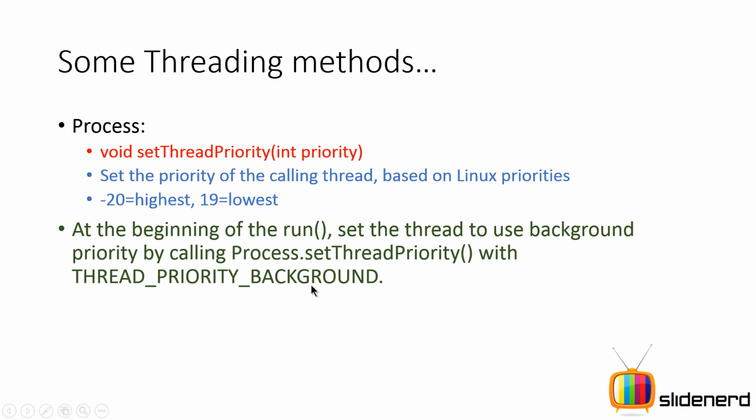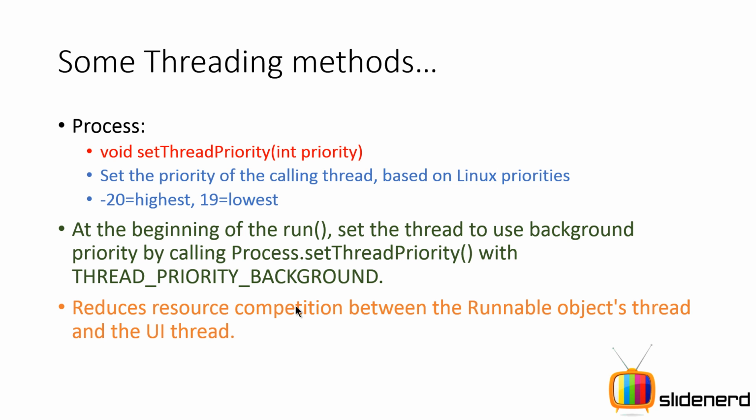Again, if this is not clear to you, don't worry. In the next video, when we work out our example, you will understand exactly what I'm talking about and why we're doing this. The reason is to reduce the resource competition between the runnable object's thread and the UI thread. Right now, what we have are two threads. One is the main thread, the other is the background thread. On a single core processor, both of them are going to compete with each other equally to get access to some resource if both of them need that resource.